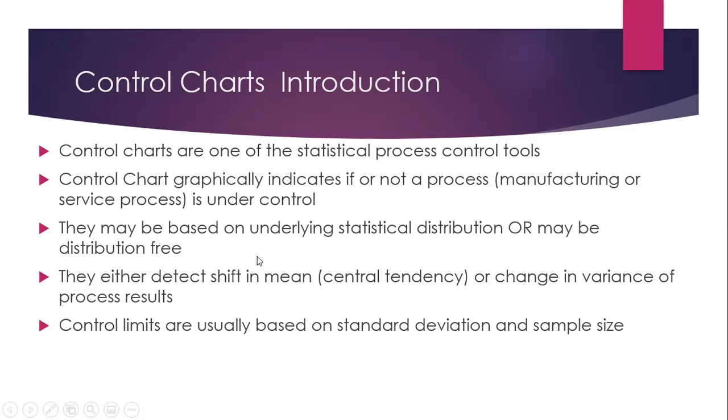They may be based on an underlying statistical distribution or they may be distribution free. They either detect a shift in the mean or other measure of central tendency, or detect a change in variation of process results. Control limits are usually based on standard deviation and sample size.